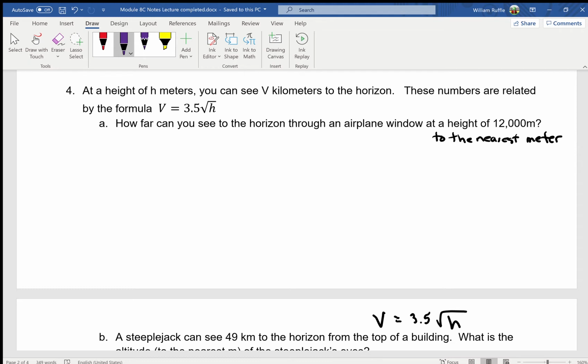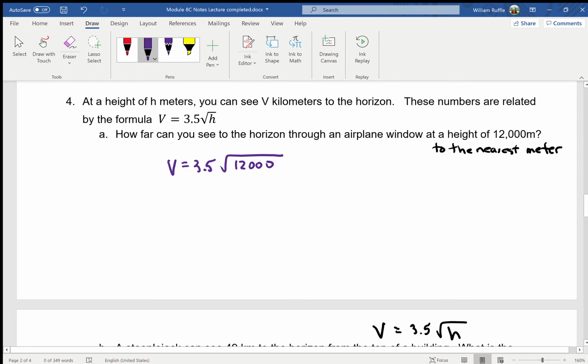We have V equals 3.5 times the square root of H. V is the number of kilometers to the horizon, and H is how high you are in meters. So, how far can you see to the horizon through an airplane window at the height of 12,000 feet? So, the height is 12,000, so H is 12,000. So I just do V equals 3.5 times the square root of 12,000.